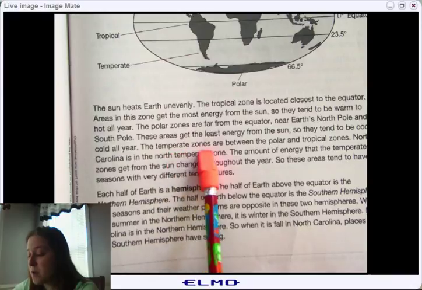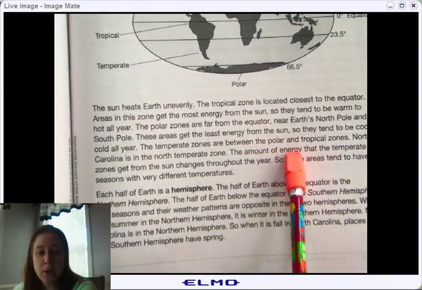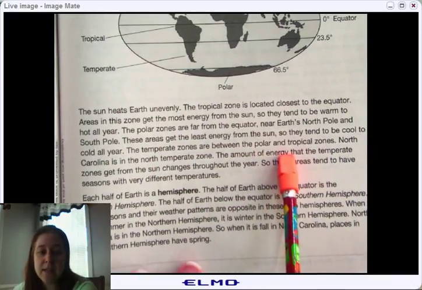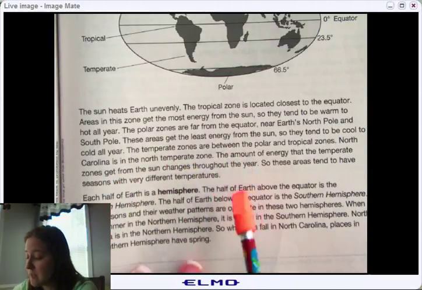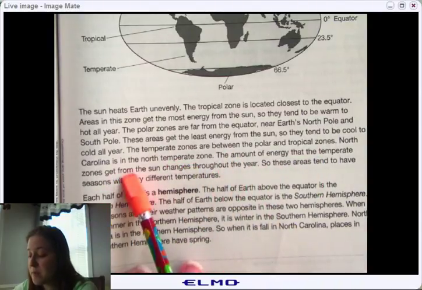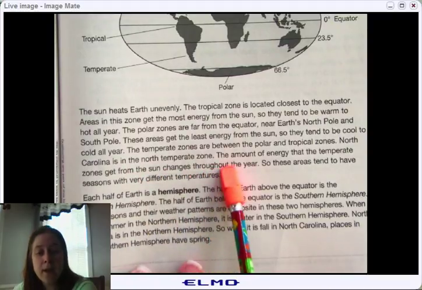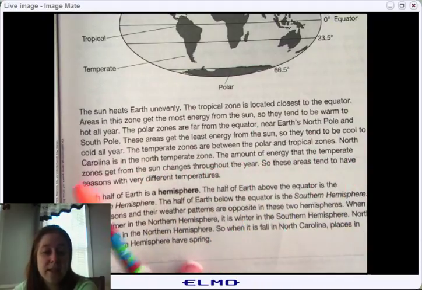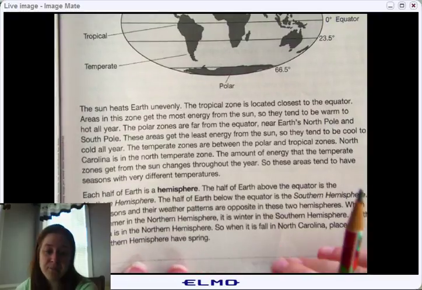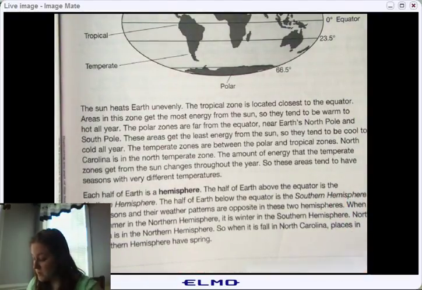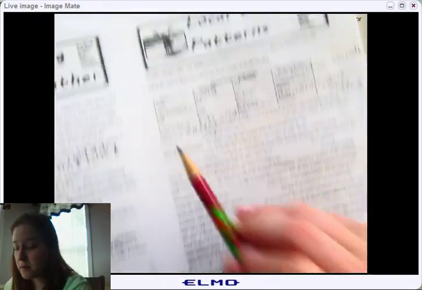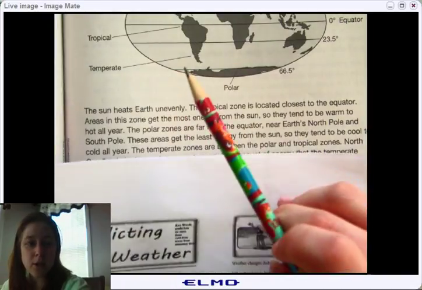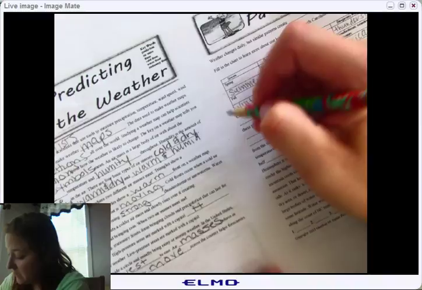The temperate zones are between the polar and tropical zones. North Carolina is in the north temperate zone. The amount of energy that the temperate zones get from the sun changes throughout the year. So these areas tend to have seasons with very different temperatures. Okay? So the sun heats Earth unevenly.